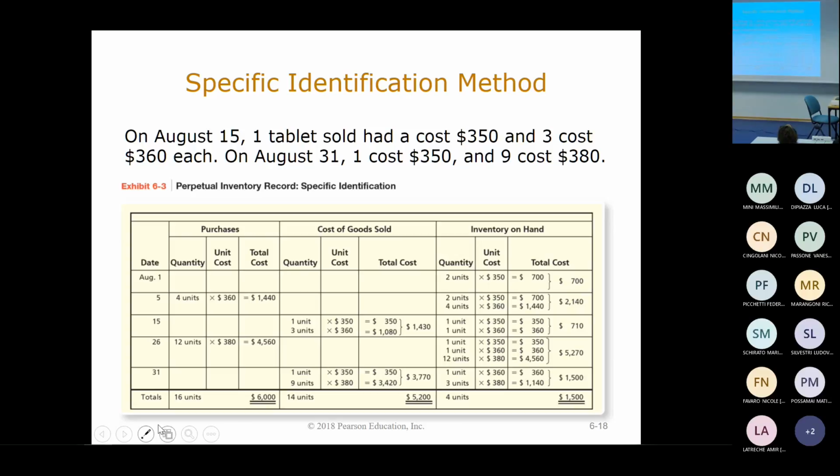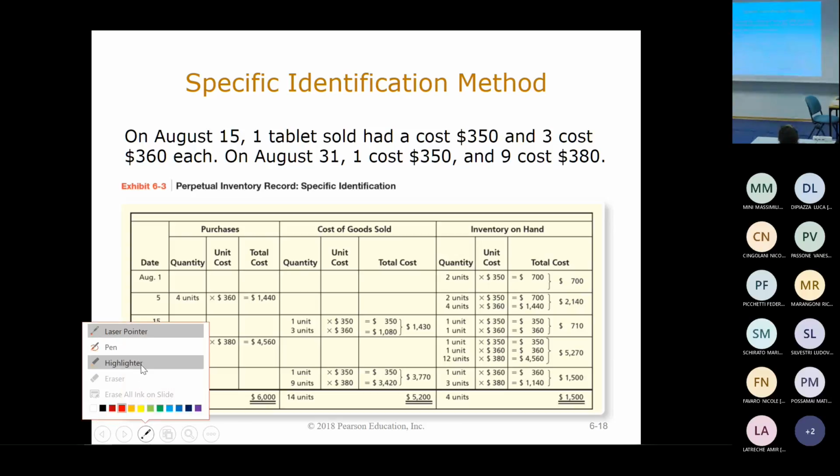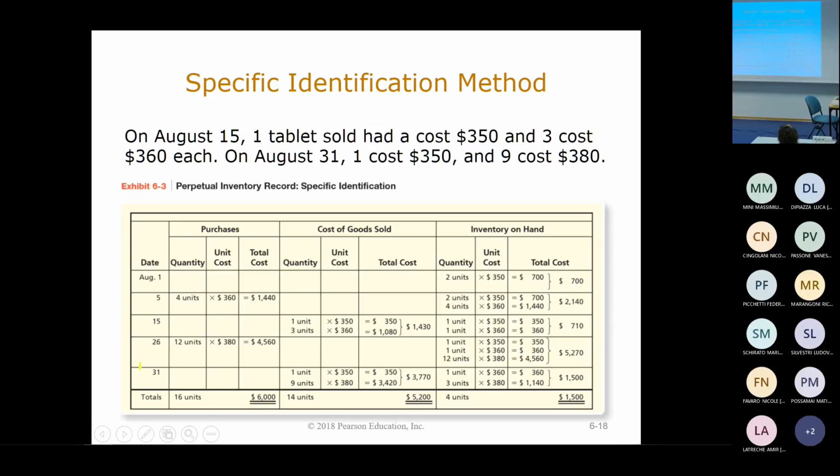In this case, the instruction is that we know that 1 unit sold at the cost of 350 and 3 at the cost of 360. So in this case, you don't have to assume anything. And you also know what the cost of sales is for the last sale of 10 units on August the 31st. So if you happen to know this, you don't have to assume anything. You simply calculate the cost of goods sold on the basis of this information.